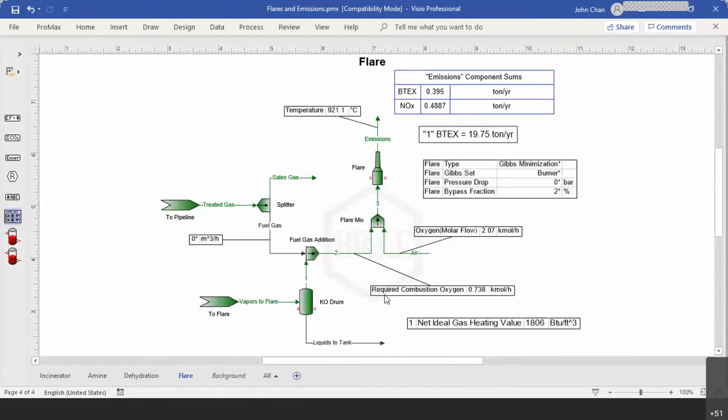Okay, and it is being set up and is calculated for us, is solved. And what I want to demonstrate here is that this feed gas actually goes through your amine unit and your dehydration unit, and after those processing units, it actually goes to the flare.